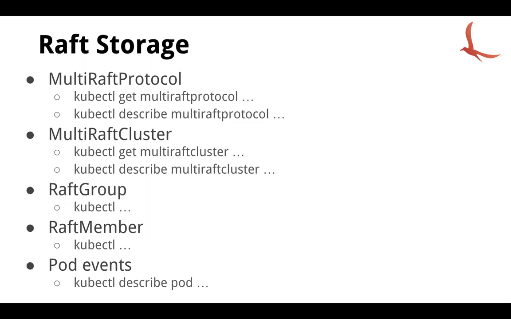Then the controller, when you create a multi-RAFT protocol, creates a multi-RAFT cluster. When you create a multi-RAFT cluster, that creates a RAFT group for each partition and a RAFT member for each member in each partition and things like that. What this allows is for you to get information about all those specific things by using kubectl commands. Automatically, when you create a custom resource, you can immediately use kubectl get or describe and things like that.